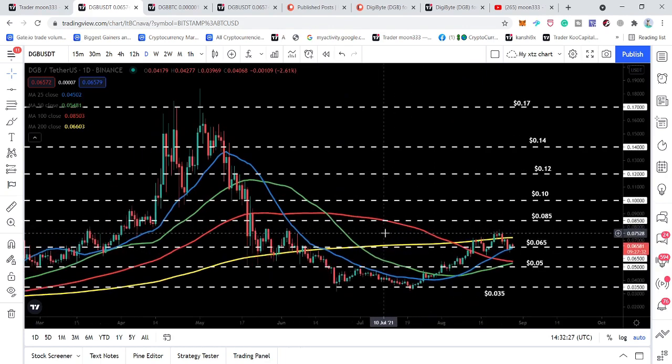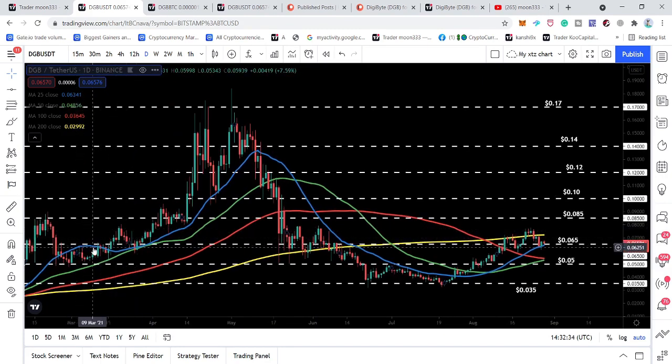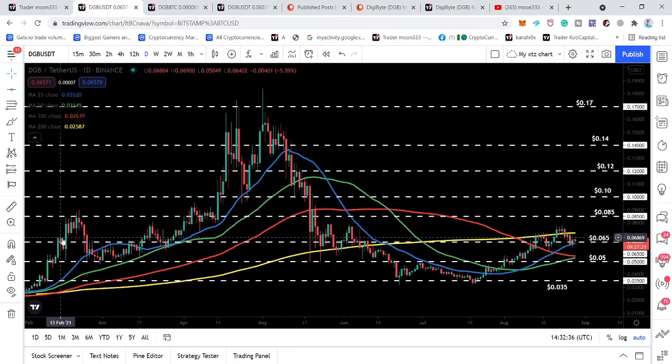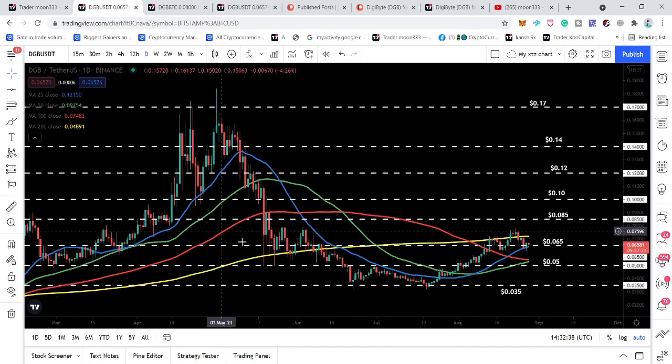And this was a very strong resistance for the price action. You can see previously it had been working as a support here and as a resistance here and slightly resistance here as well, and it has been working as a support here, and as a resistance here.